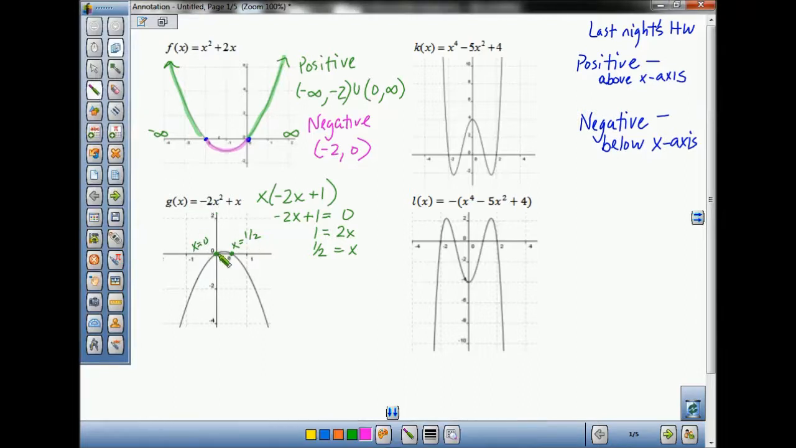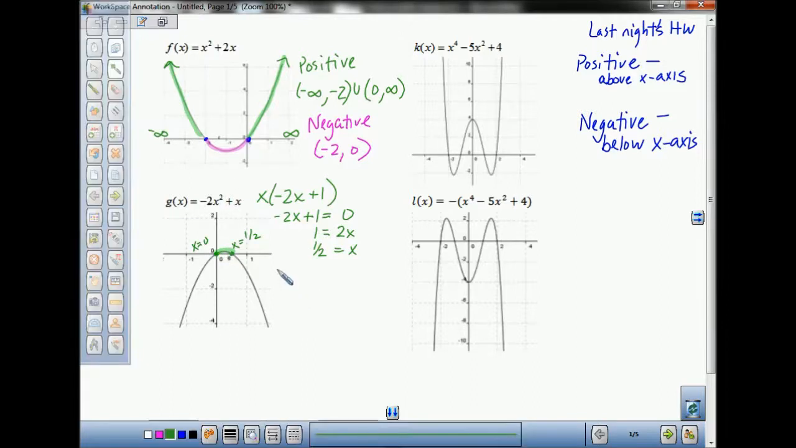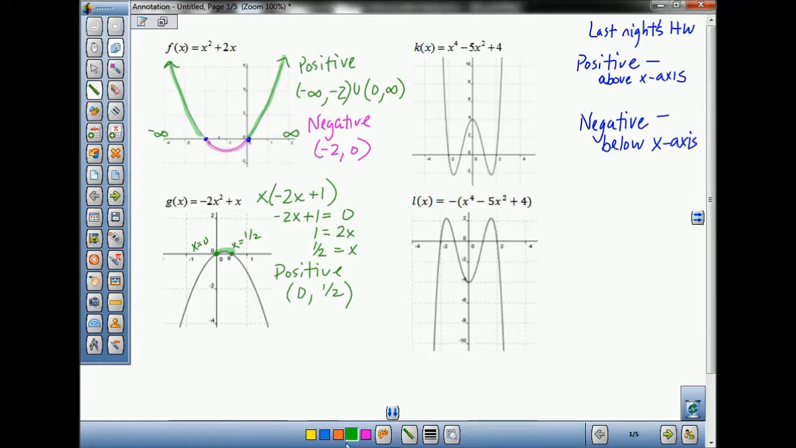So where is it positive? That's where, oops, I was using green for that one, so let me go back and change my color. It is positive just up above the x-axis. So this function is positive over the interval from 0 to 1/2. Now this function is negative below the x-axis. So it is negative both here and here. That's where the function lies below the x-axis.